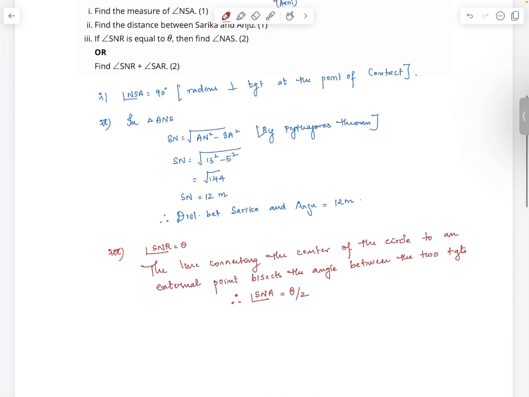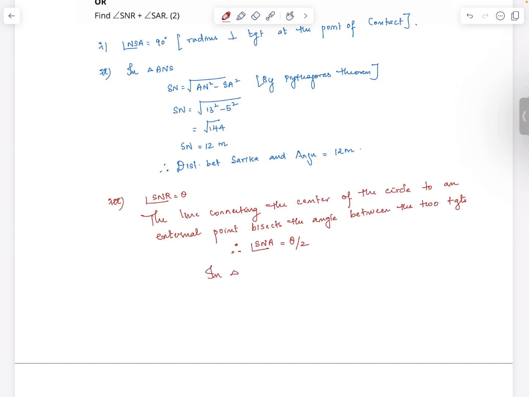Let's consider this triangle SNA. In triangle SNA, angle NAS plus angle SNA plus angle NSA is 180 by the angle sum property of the triangle. Angle NAS plus theta upon 2 plus 90 degrees is equal to 180 degrees. So angle NAS is 180 minus 90, which gives 90 minus theta upon 2.